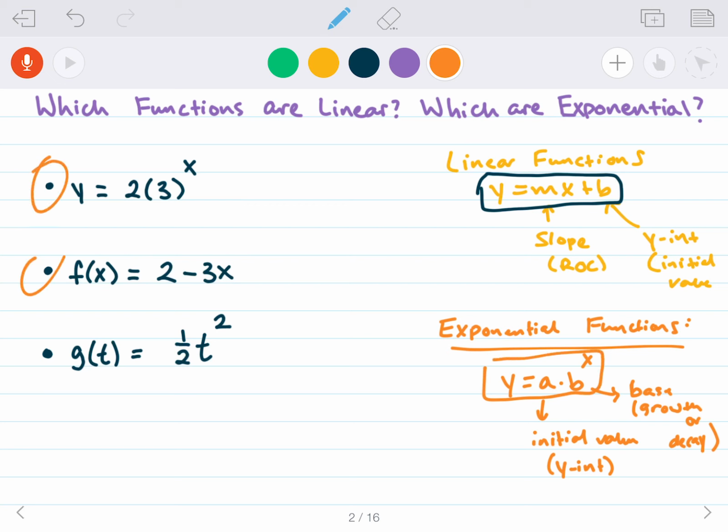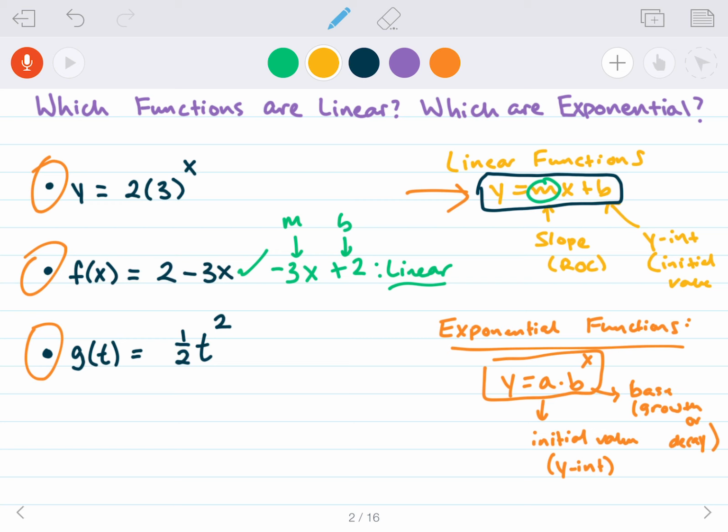So if we're going through these functions and we want to know which one is linear and which one's exponential, well, which of these three can be rearranged to look like y equals mx plus b? Well, it's going to be this one, right? Because if we rearrange this so the negative 3x is in front plus 2, then we can see here that negative 3 is m because it's attached to the x, and 2 is b because it's just the constant number added after. So this is linear.